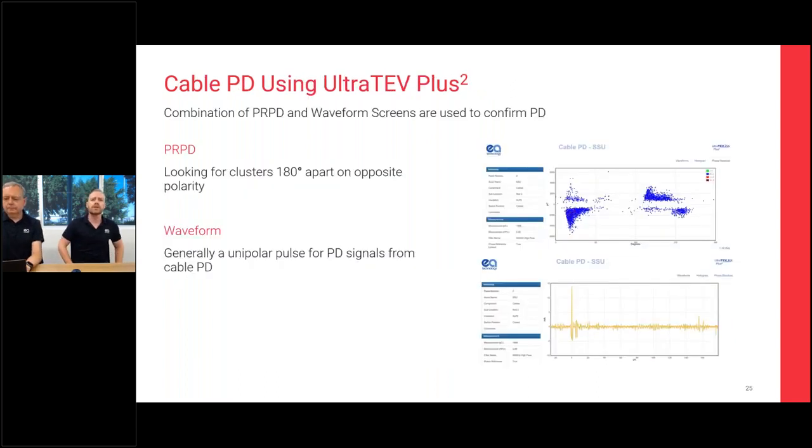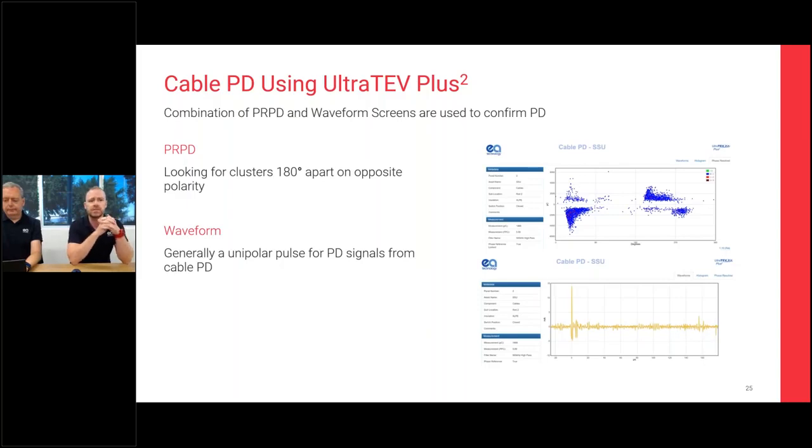So the UltraTEV Plus 2, that's the handheld piece of kit that we have as opposed to the CableData Collector. That can also take snapshots with an RFCT. So if you have an UltraTEV Plus 2, you'll see there's an RFCT in there. You can hook that onto the earth screens of cables, and you'll capture PD signals bouncing up and down the cables, and you'll see what you can see there on the right-hand side.